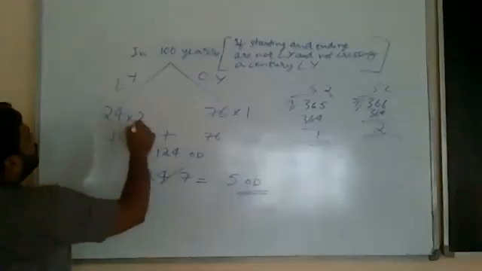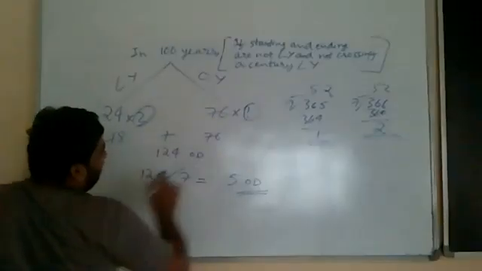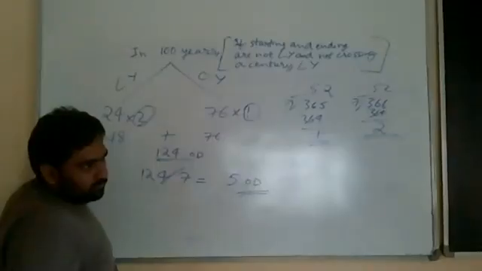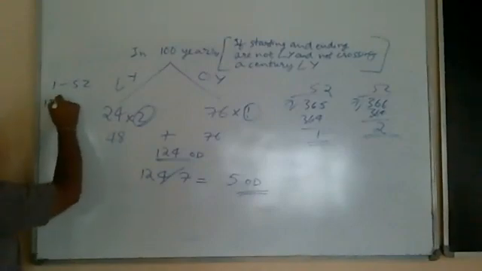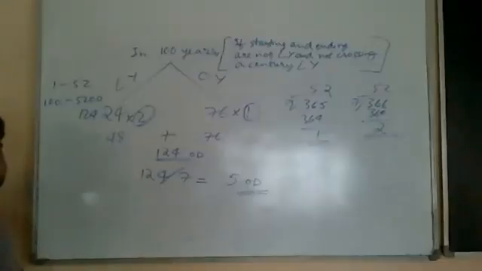A leap year contributes 2 odd days every leap year. So the total will be 48 days here, 76 days, totally 124 odd days. Yes or no? It means 1 year has 52 weeks, so 100 years will have 5,200 weeks. Correct? Above this, 124 days. That is what it means.